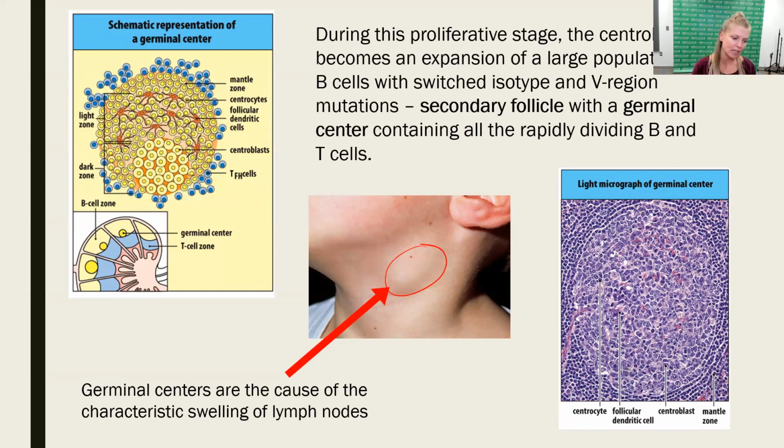And so it's a germinal center that contains lots of rapidly dividing B cells, but then the T cells are also dividing as well. And so there's a lot of swelling that can go on.